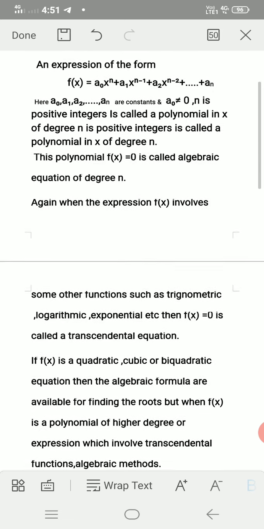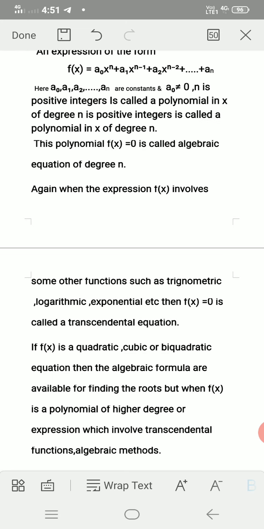Again, when the expression f of x involves some other functions such as a trigonometric function, logarithmic function, exponential function, then f of x is equal to 0 is called a transcendental equation.